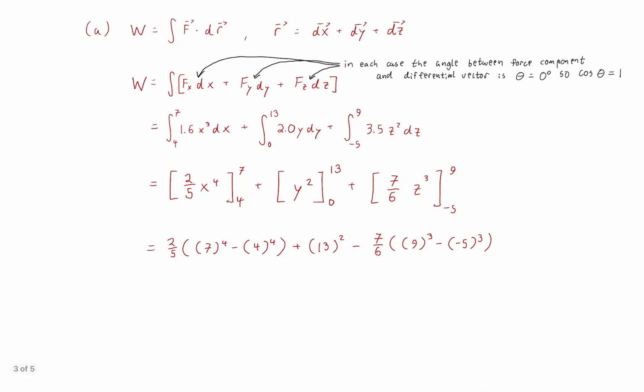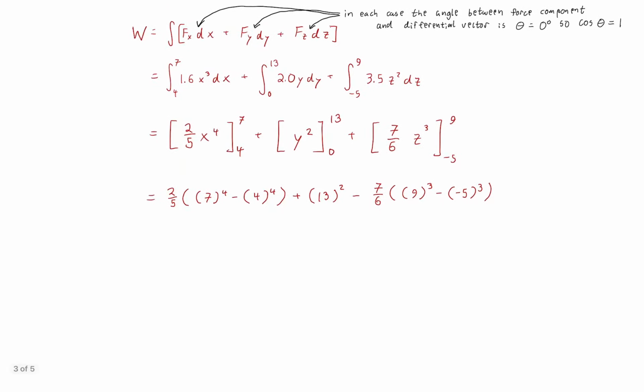All right, so I pulled the 2/5 out in front, and then I evaluated the upper limit of 7. I raised it to the 4th power, so that's why I have 7 to the 4th minus 4 to the 4th. The y squared is just 13 squared because 0 squared is 0. As far as the last term, the z term, pull the 7/6 out in front, and then 9 cubed minus negative 5 cubed. An interesting thing about a cubic is, since negative 5 cubed is a negative, but we're subtracting the lower limit, this entire expression in the parentheses is a positive value. So if this was a larger negative number, then this z term would be doing more negative work, okay? And that will come up in part B.